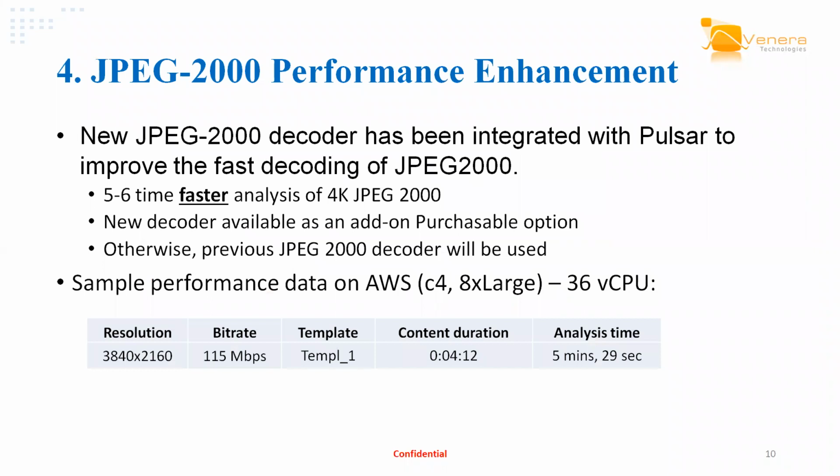One of the big things we have done is integrate a new JPEG 2000 decoder with Pulsar to improve the decoding of JPEG 2000. As a result, JPEG 2000 analysis is done 5 to 6 times faster than before, so it's quite an improvement. The new decoder is available as an add-on purchasable option. Otherwise, if you don't use JPEG 2000 or don't have as much use for it, you can continue using the old decoder. As sample performance data, we ran a 4-minute, 12-second file, which was 115 megabit per second JPEG 2000, and it only took a little over 5 minutes to process, which is quite fast for that kind of content.